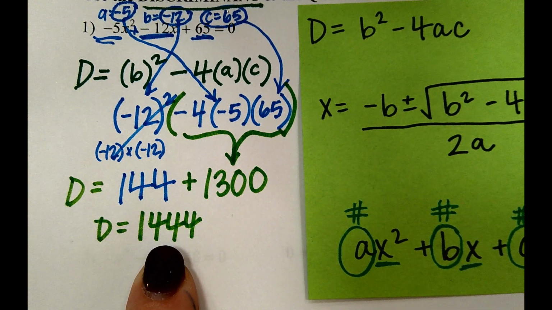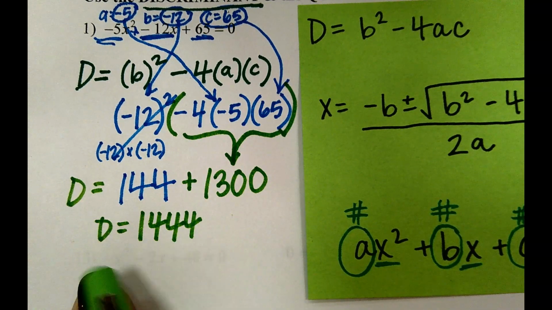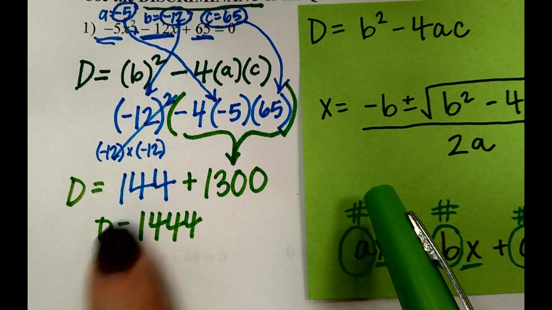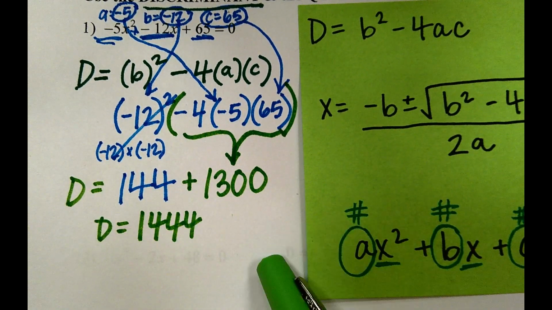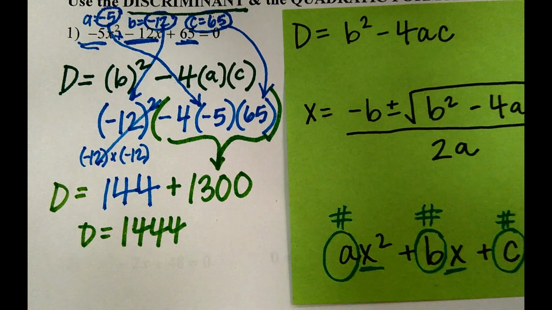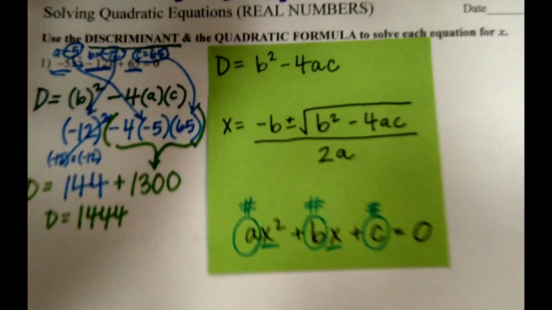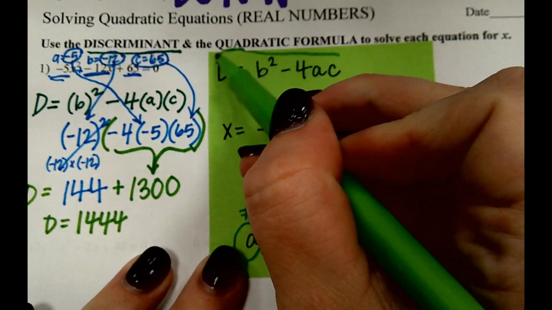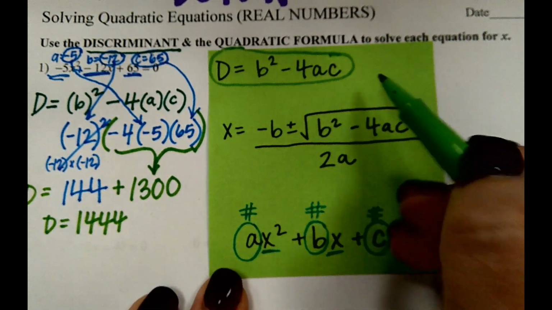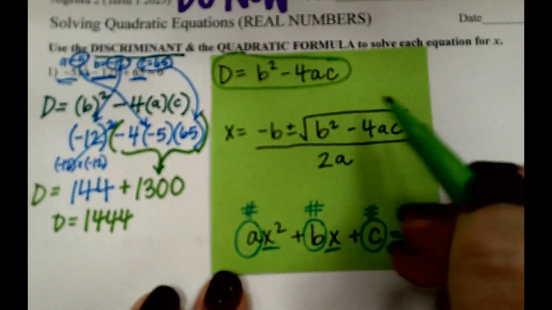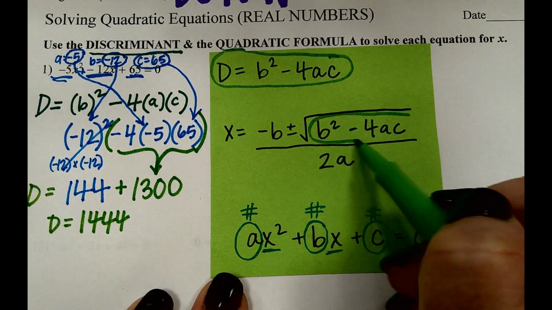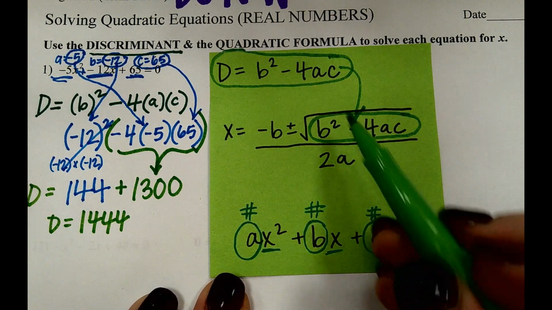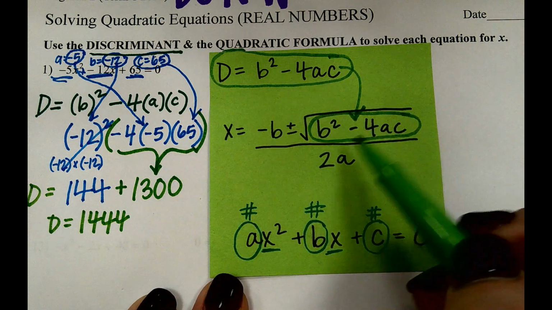Now the discriminant is 1,444, and we're going to use the discriminant to find x. We're going to put it in the quadratic formula. Now, here's the quadratic formula, and here's the discriminant formula. Look at what's the same. I'm just going to remind you again. We just found the discriminant. So we just need to take that big number and put it under the square root, right?